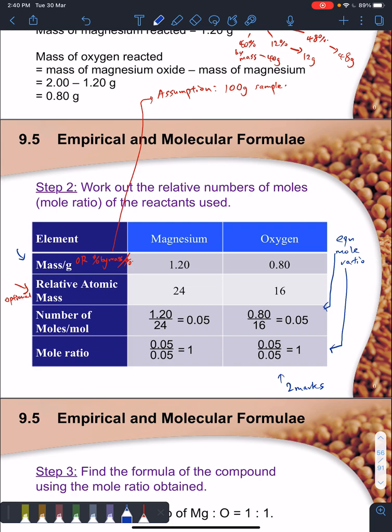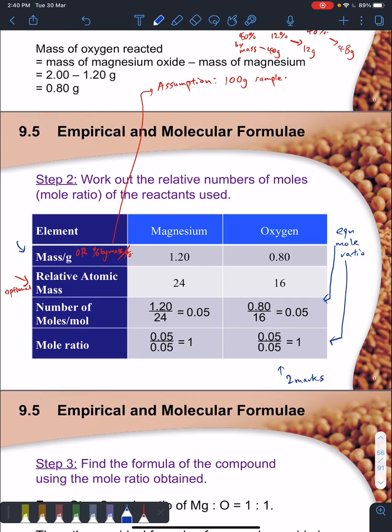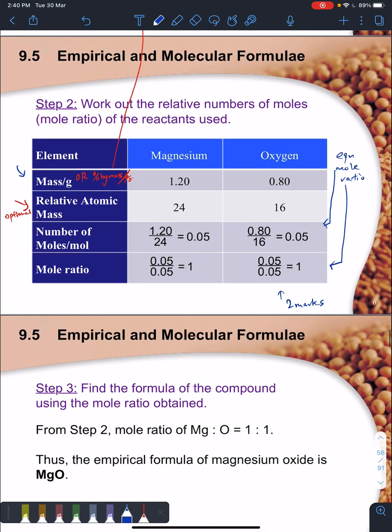Alright, so let's take a moment to digest. So therefore, you calculate and you get MgO. Can? Alright.